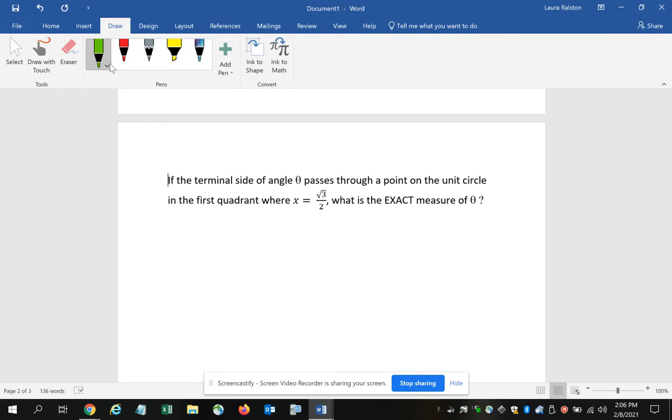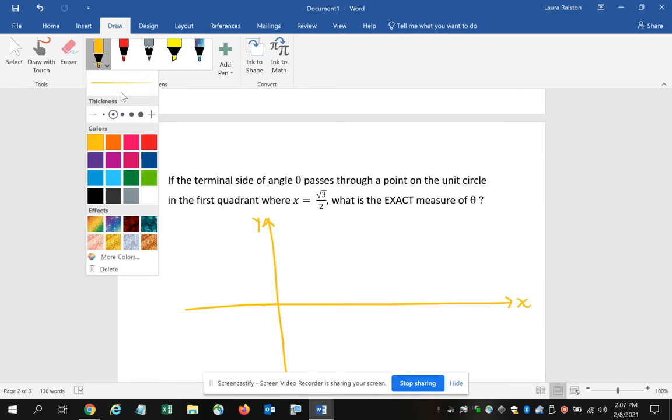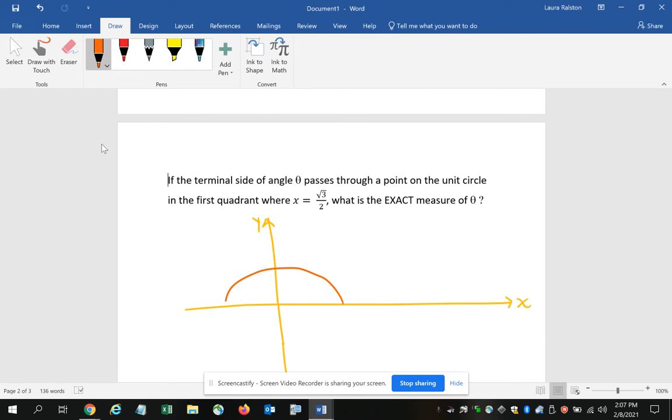This one says, if the terminal side of angle theta passes through a point on the unit circle in the first quadrant where x equals the square root of 3 over 2. So again, I like to draw a picture so I can get a better sense of what's going on. I really only have to focus on the first quadrant. Okay, so we know we're talking about the unit circle. Sorry, it's a little lopsided there.